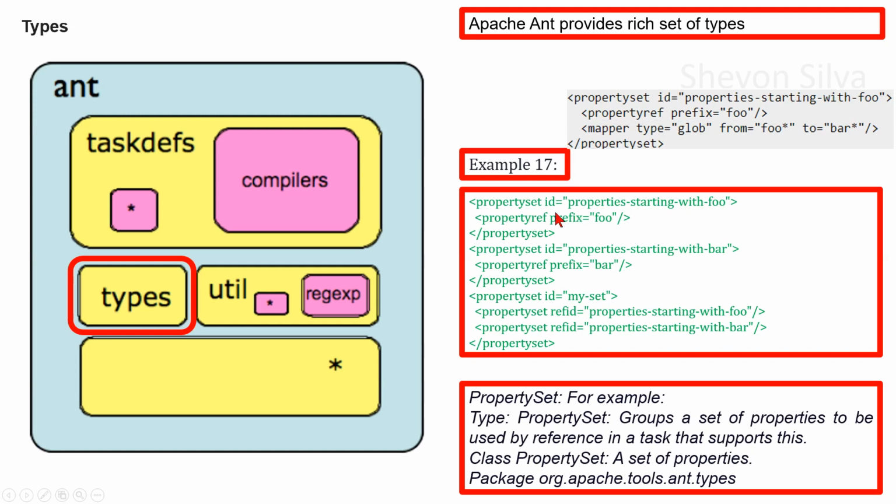A property set can be used as a set union of more property sets. For example, here collects all properties whose name starts with either foo or ba in the set named myset.